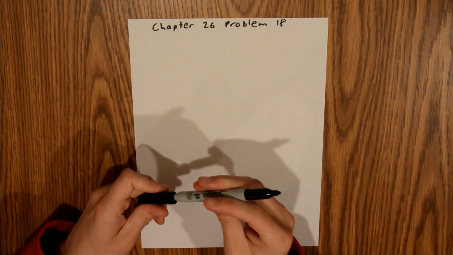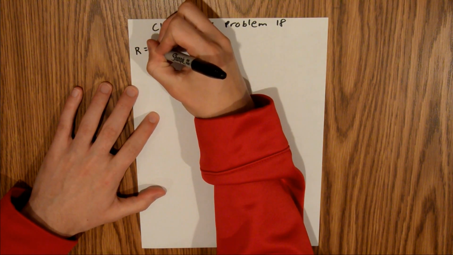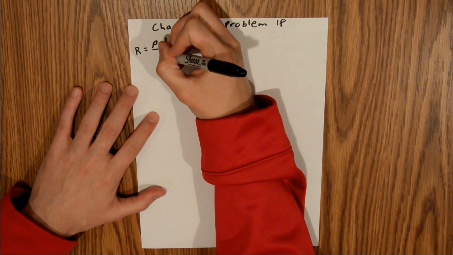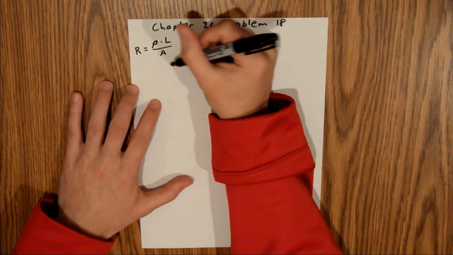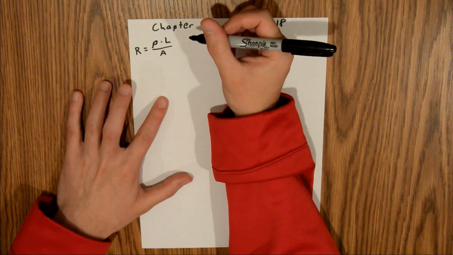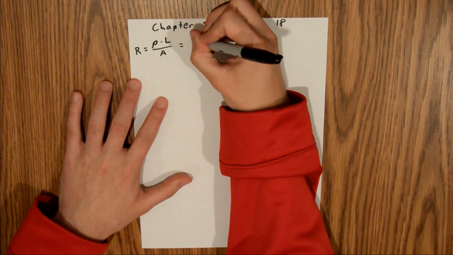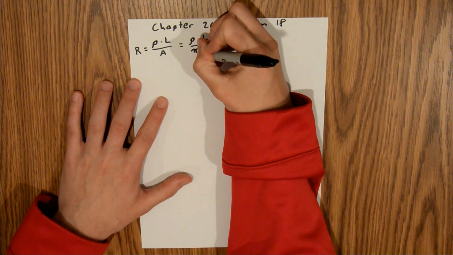And so we know that resistance is equal to resistivity times the length over the area. And in this case we're talking about a wire, and the cross-sectional area of a wire is a circle, and the area of a circle is pi r squared. And so this is equal to rho times L over pi r squared.